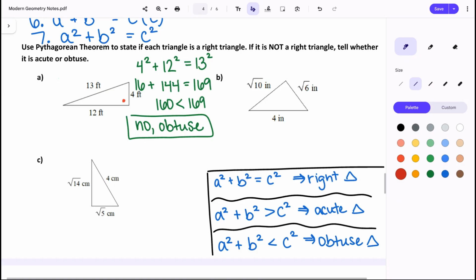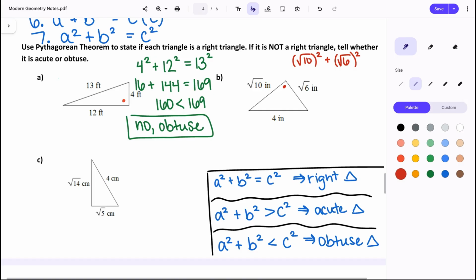Okay, let's go on to letter B. Where do you think the right angle would be? Okay, up in this corner here. So what are your A and your B? They're those square roots, right? Because the 4 would maybe be in the C spot. So if I was going to write this out, I'm going to put the square root of 10 in parentheses because I'm going to be squaring that because that's my A maybe. And then the B is going to be that square root of 6, and I'm going to square that too.